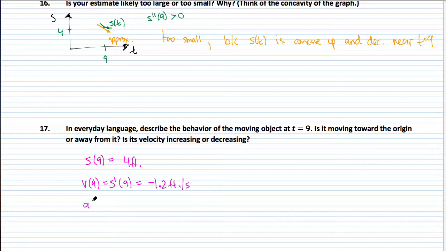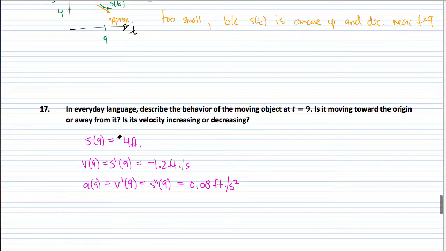And finally, the acceleration at 9, or the derivative of velocity, so it's the rate of change of velocity, is equal to the second derivative of position, which is positive 0.08, and that's feet per second squared. And so what does all of this mean? Well, it seems to be to the right of the origin because it's positive in position. It's moving toward the origin because it has a negative velocity. And its acceleration is positive, meaning our velocity is becoming more and more positive over time.